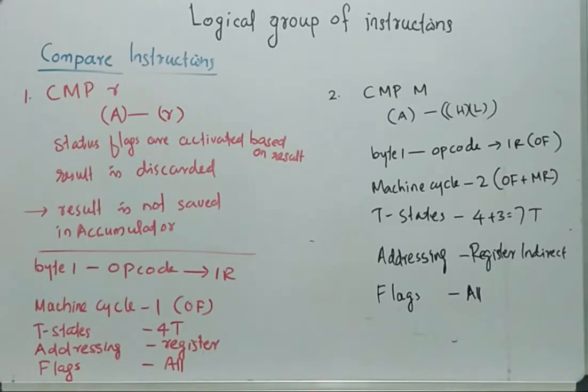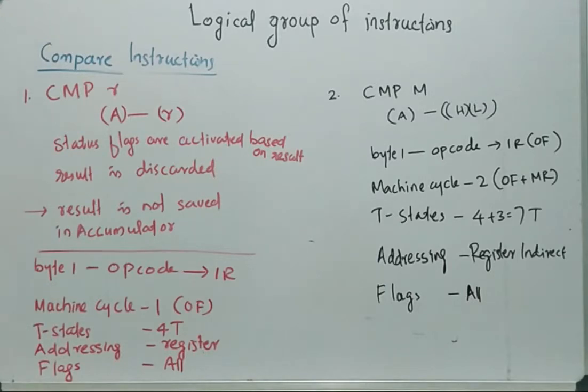Let us discuss compare instructions in the logical group of instructions of the 8085 microprocessor. This compare instruction is similar to the subtraction instruction. The only difference is that during subtraction, the content of the specified register or memory location is subtracted from the content of the accumulator, and the result is saved in the accumulator, and all flags are affected based on the results.